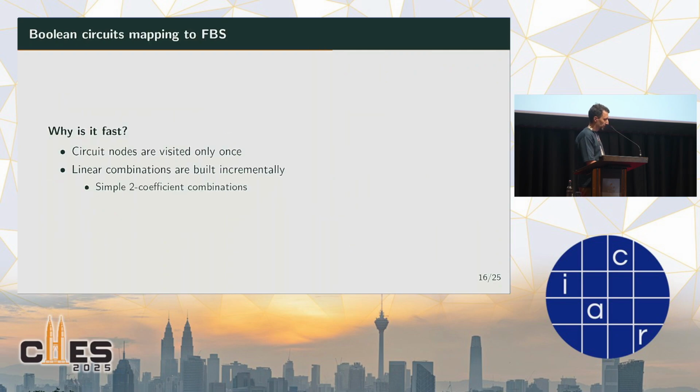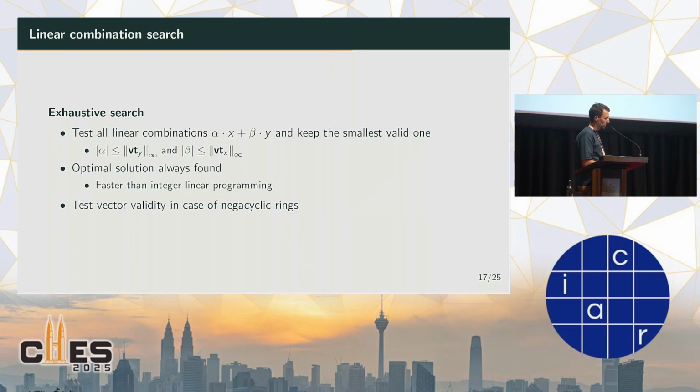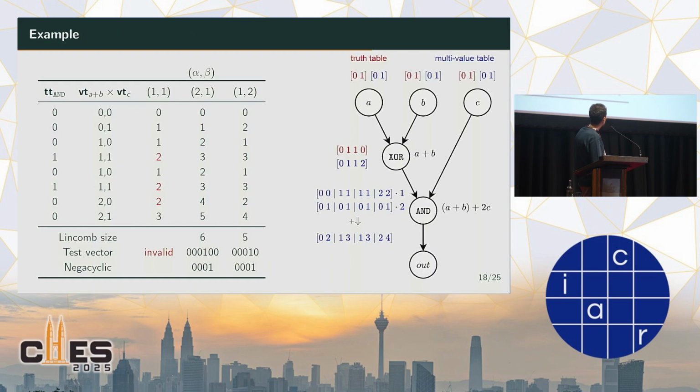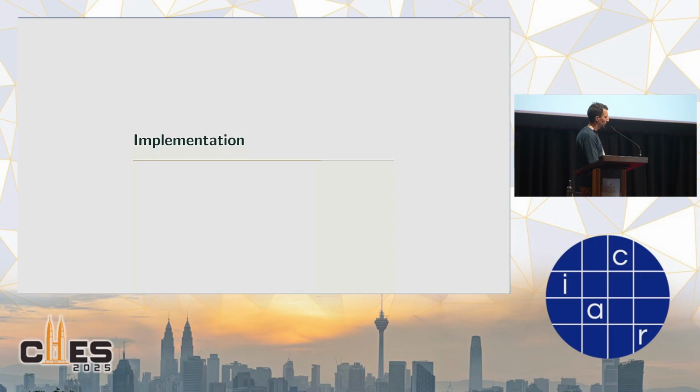The heuristic is fast because we visit the nodes only once, and we only build the linear combination incrementally. So we examine only two input linear combinations at once. For the linear combination, we use an exhaustive search: we try all the possible values in a given range, and we keep the value which gives the lowest size. Let's keep this example.